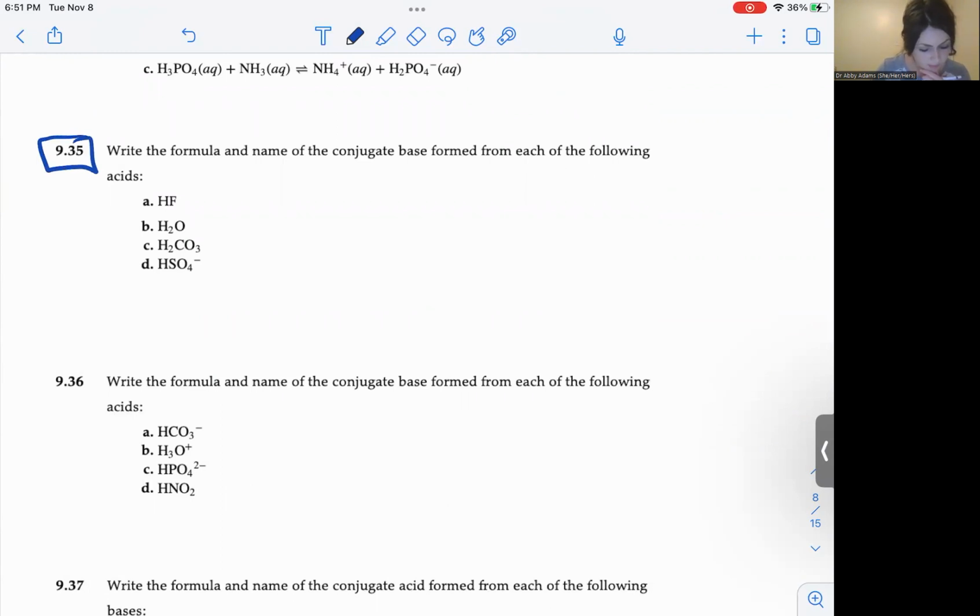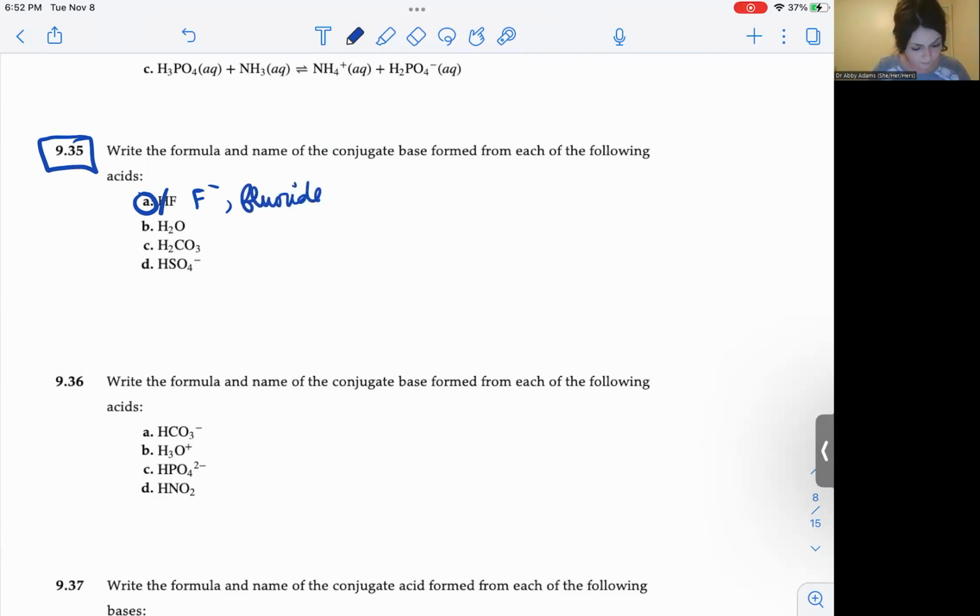Write the formula and name of the conjugate base formed from each of the following. Okay, so we have hydrogen and fluorine. So let's see what we have here. How are we going to write this out? They want the formula and name of the conjugate base for each of the following. So this is the conjugate base. What's going to happen is we're going to lose this hydrogen. So what shall we have then? Fluoride.